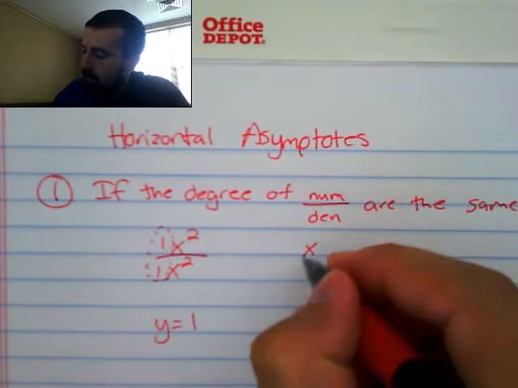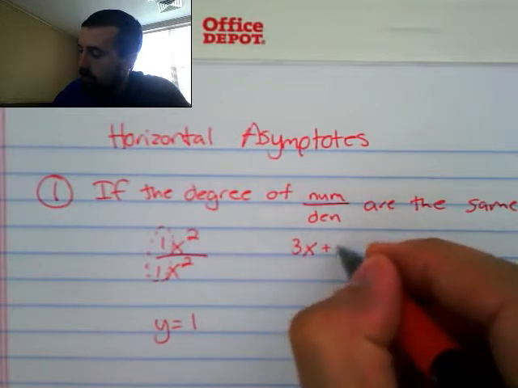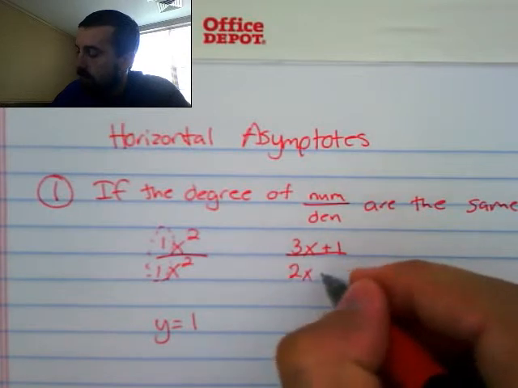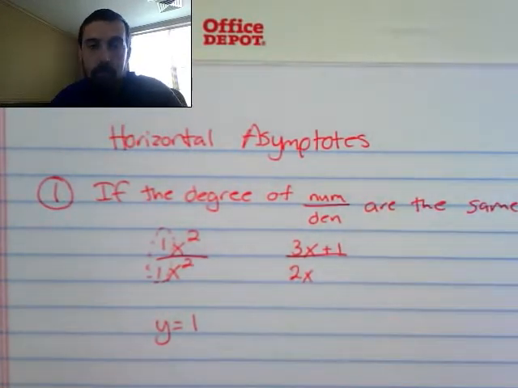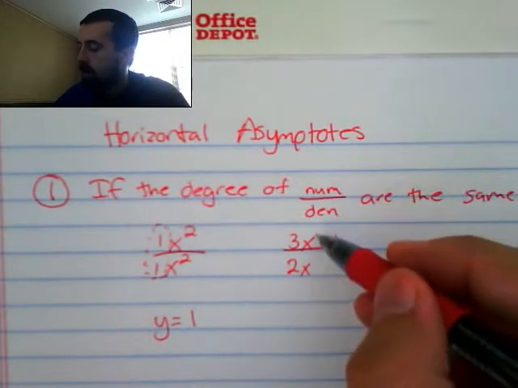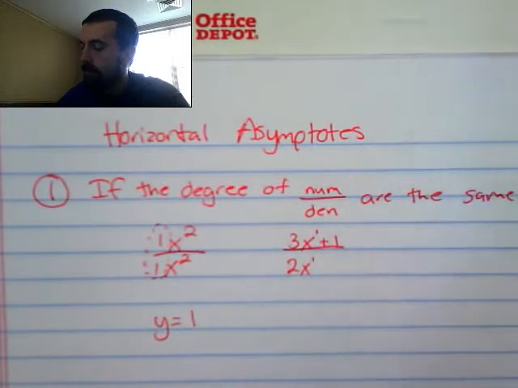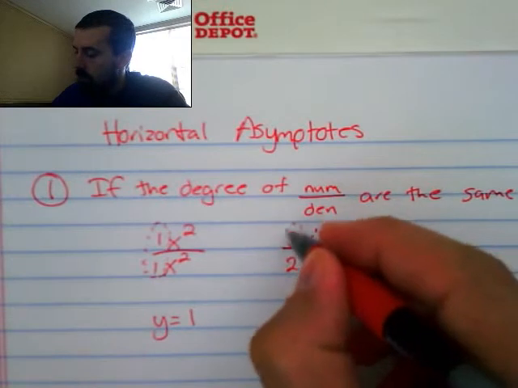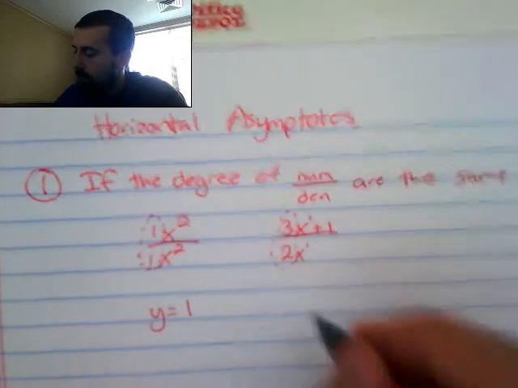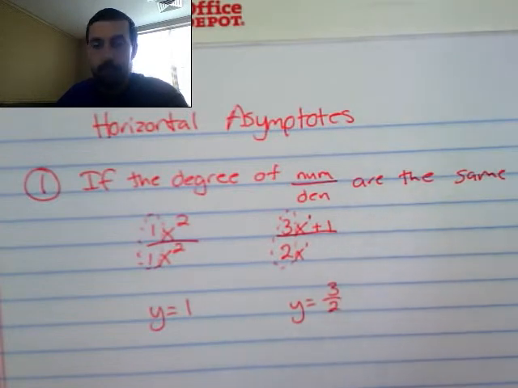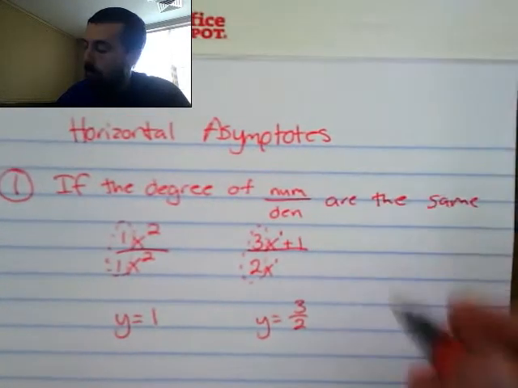Let's say I had 3x plus 1 over 2x. Well, the degree of the numerator is 1. The degree of the denominator is 1 because the highest exponent is 1 here. Since they are the same, I'm going to take the leading coefficient of the top over the leading coefficient of the bottom. So 3 over 2 is just 3 over 2. Okay? One more example here.